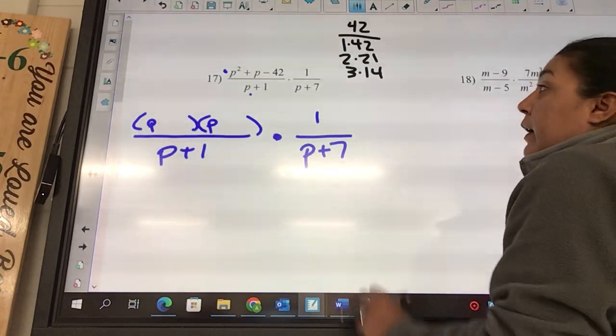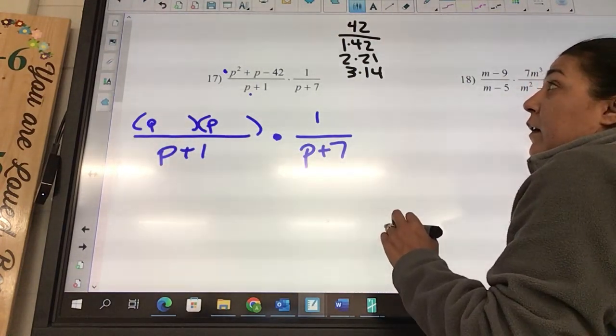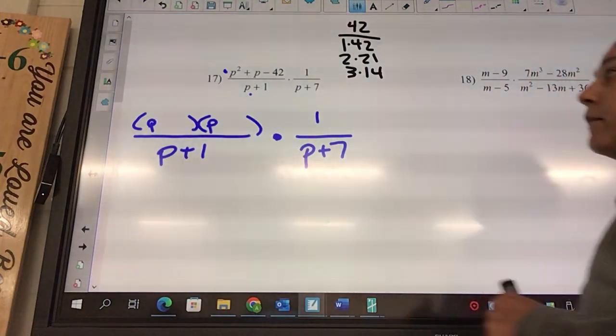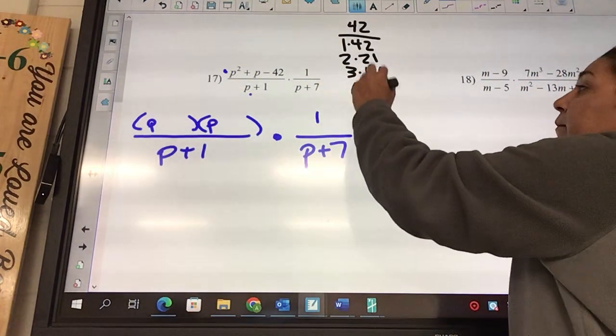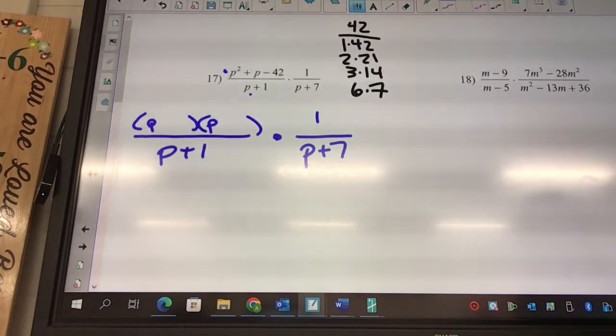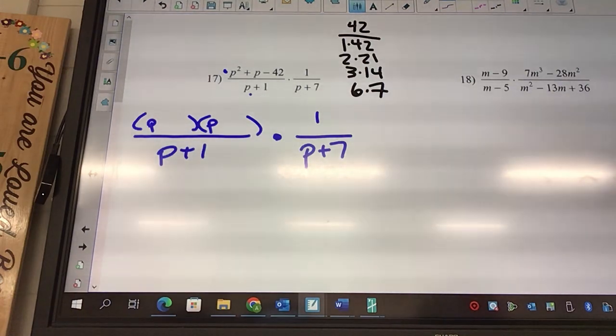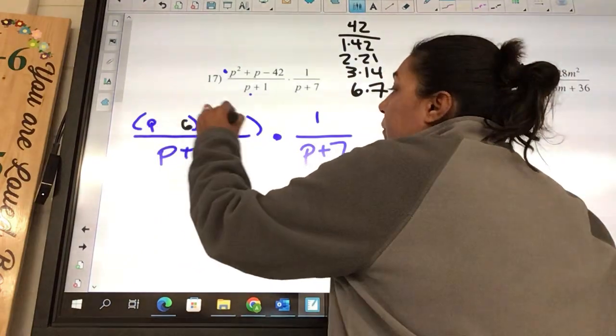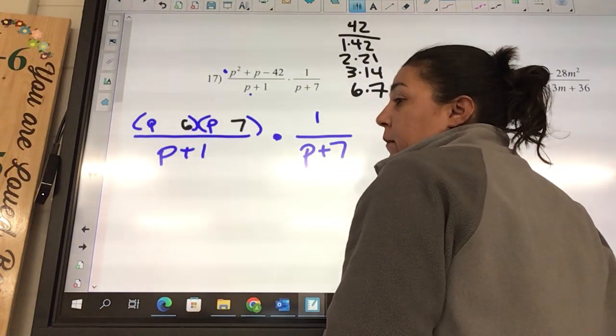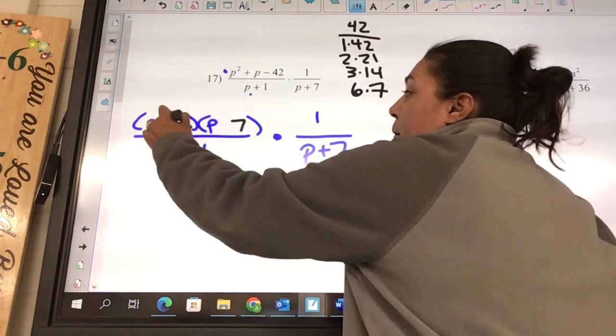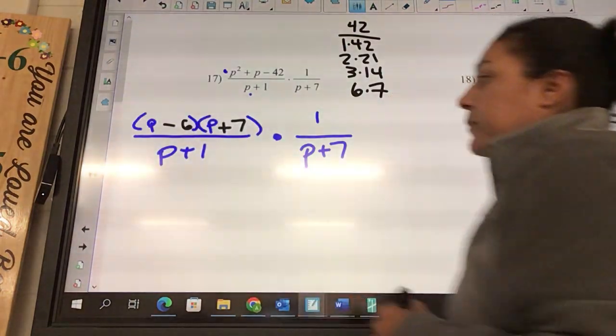8 and 6. No, 6 and 7, and 7. Okay? So, of these groups, what am I trying to get to? 42? No, what am I trying to get to? A 1, and I need a positive 1. How can I make a 1 with those numbers? 6 and 7, perfect. And I need a positive 1. Minus 6 plus 7, okay?